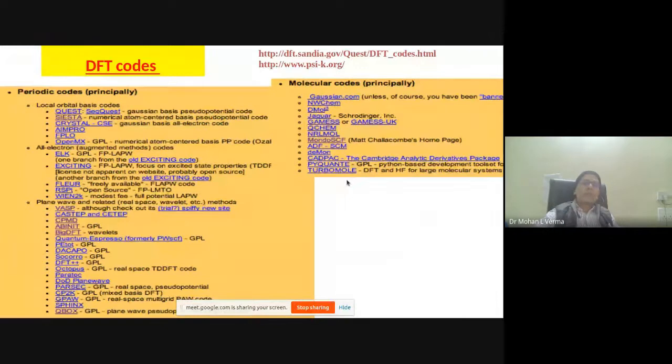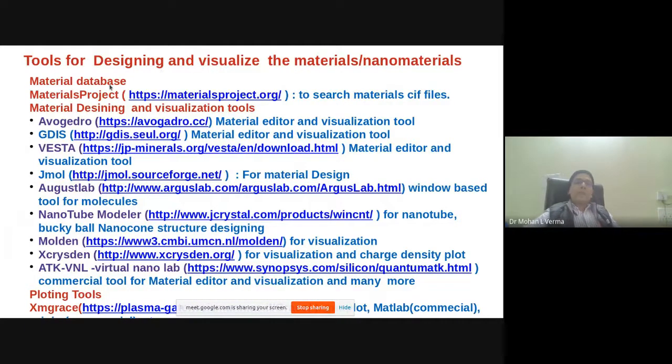These are some good DFT codes, depending on the types of methods adopted. Some of them are partially available and require funds, and many DFT tools are free of cost. In my laboratory, I use Siesta. This is free software to use. And in my laboratory, we use tools for designing and visualizing materials and nanomaterials.